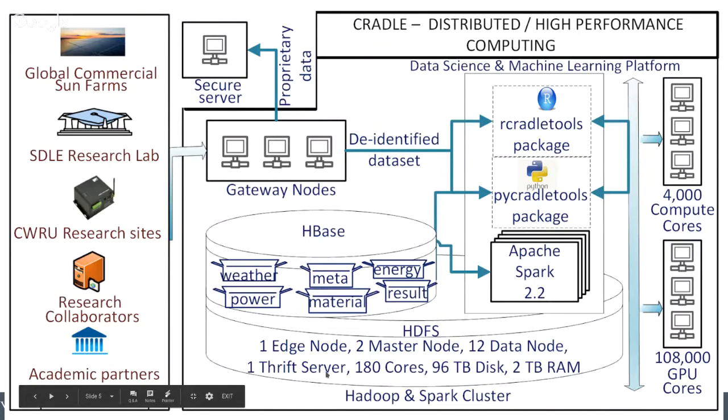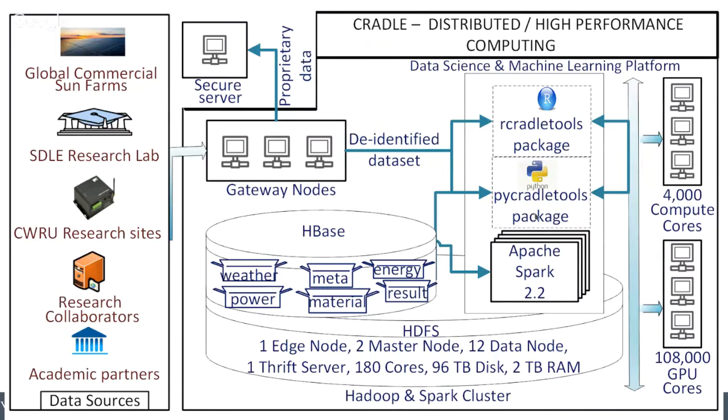Then there is the Thrift server, which lets us connect to HBase if we are working in R or Python. Then it has 180 cores; all these 12 data nodes collectively have 180 cores, and this is the disk space we have, and this is the memory that we have on the cluster. And this database is connected to R, Python, or Apache Spark by these packages, the Cradle tools packages, which are rcradletools for R and PyCradleTools package for Python.